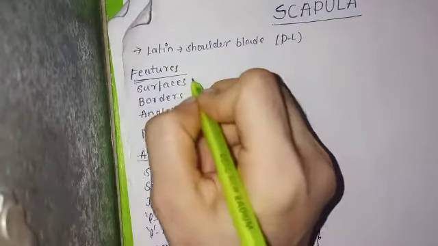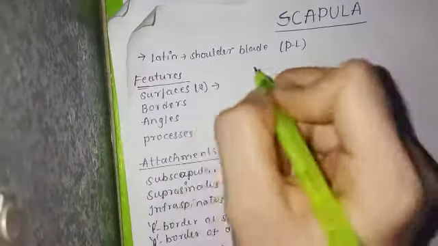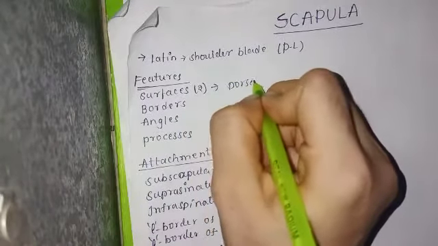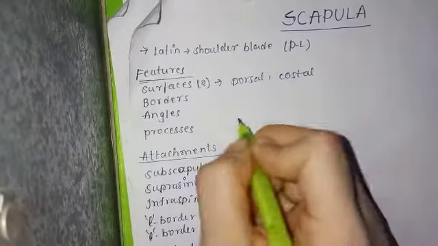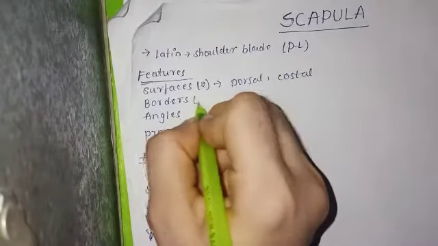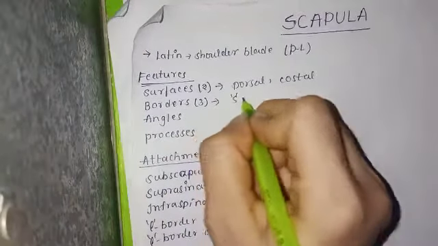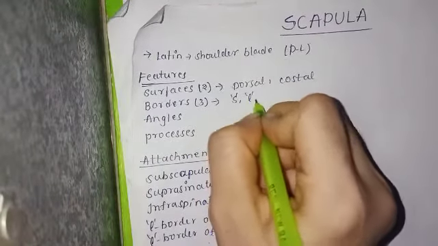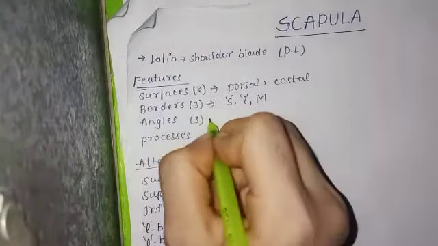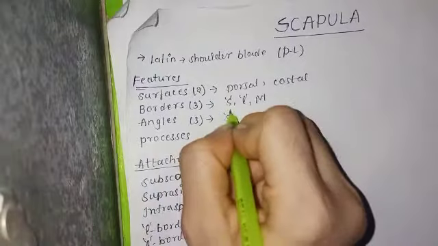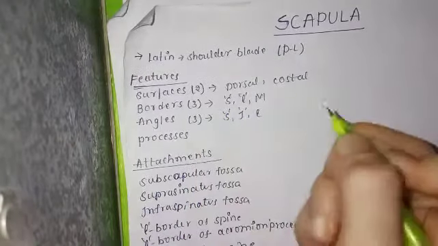As we already said that it has two surfaces. What are those surfaces? Dorsal surface and costal surface. It has three borders. What are those borders? Superior border, lateral border and medial border. It has three angles. What are those angles? Superior angle, inferior angle and lateral angle.